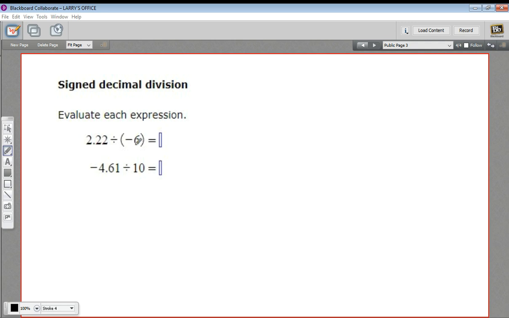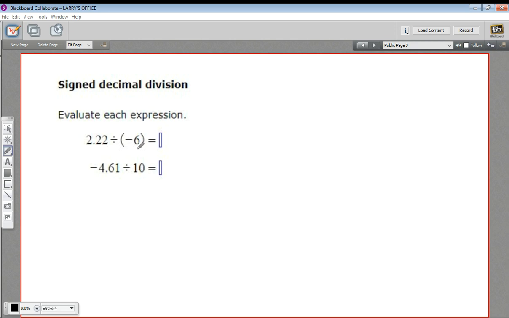The rule to remember with multiplication or division with negative signs is that if you have an odd number of negative signs, like 1 or 3, your answer is going to be negative. If you have an even number of negative signs, like 2, your answer is going to be positive, because a negative times a negative is a positive.